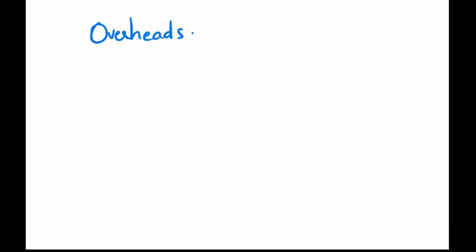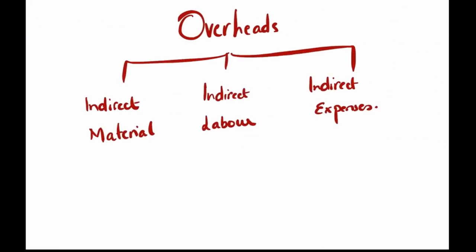Hi everyone, we will be doing overheads today. Now first thing, what do you mean by overheads? Overheads is basically the sum total of all the indirect material, indirect labor and indirect expenses. Now when I say overheads, why is it important? Overheads are the expenses which cannot be traced or identified with any particular cost unit.